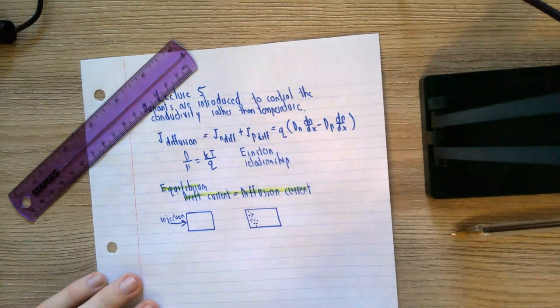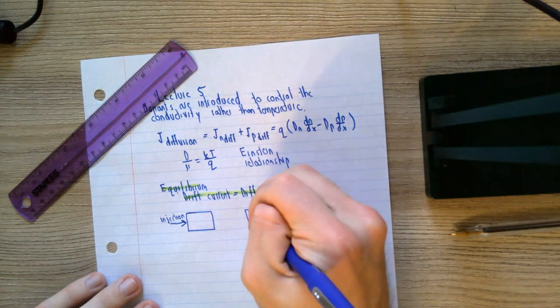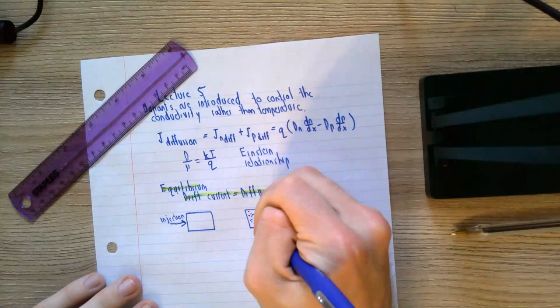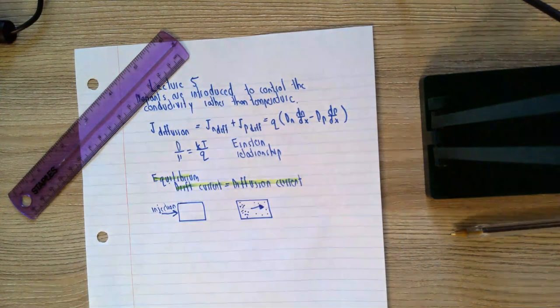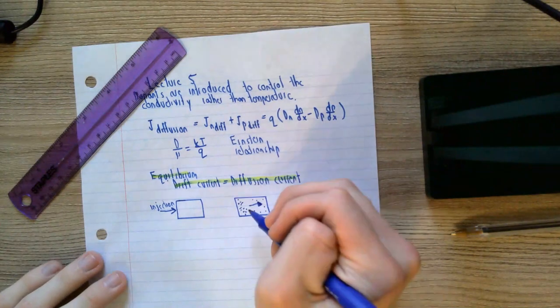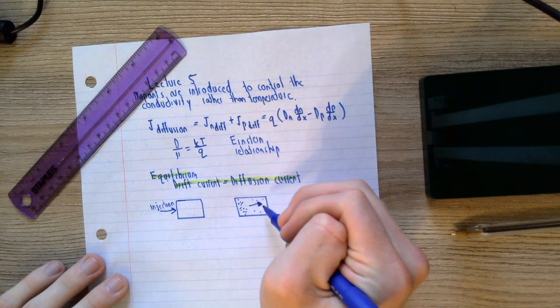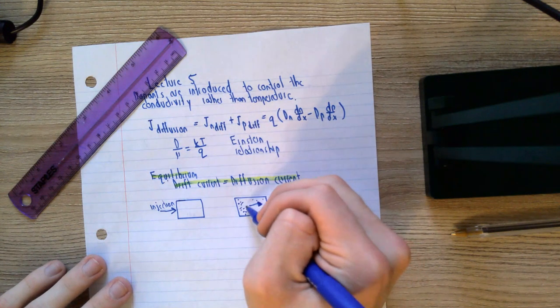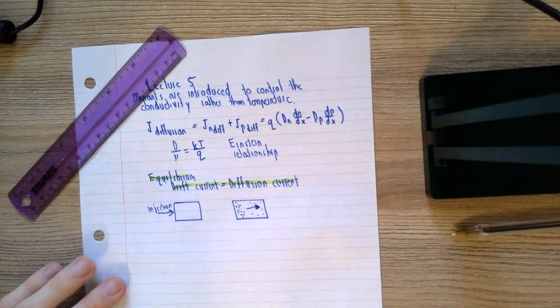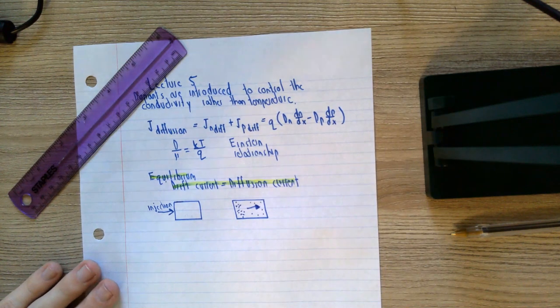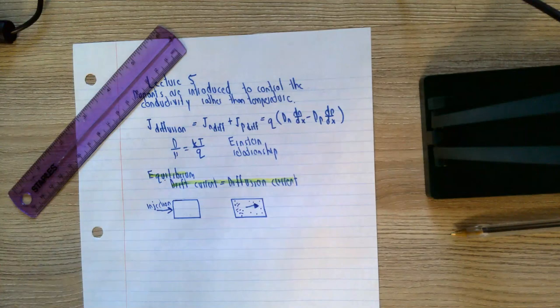And then they're going to slowly diffuse over to the other side. So they'll start to diffuse out here to the right. And that's basically how diffusion occurs. It goes from high to low, until they diffuse all out. Once they've diffused all out, that's basically going to be equilibrium, and then our drift current will equal our diffusion current.